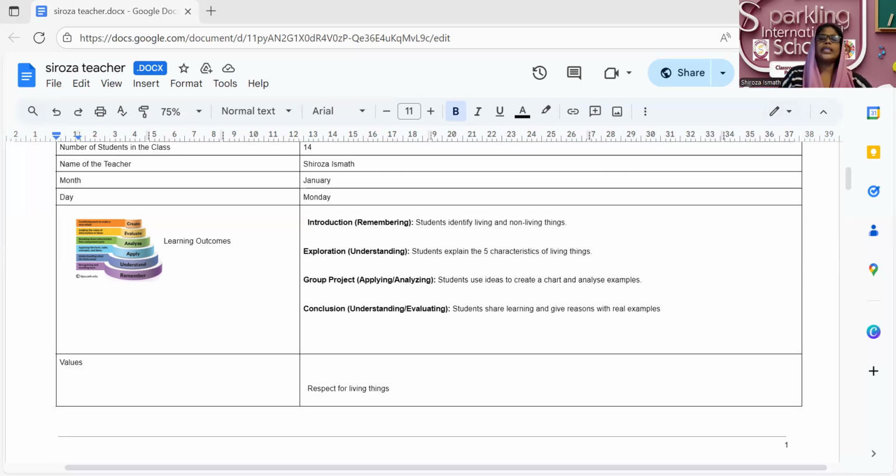Evaluating: in the conclusion, they give reasons for their answers. Why are these living things, why is a book non-living, why is a cat living. Creating: finally, they make the poster using drawing and pasting. That is the creating.